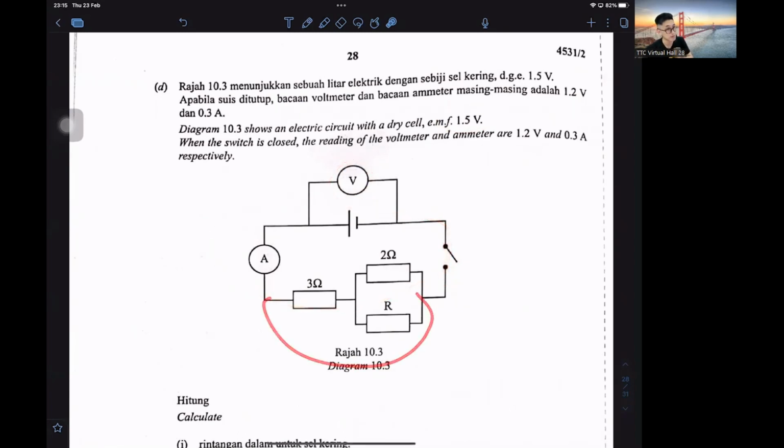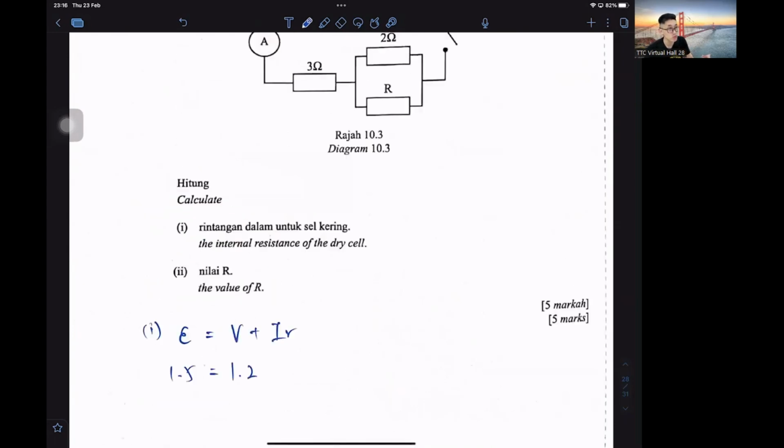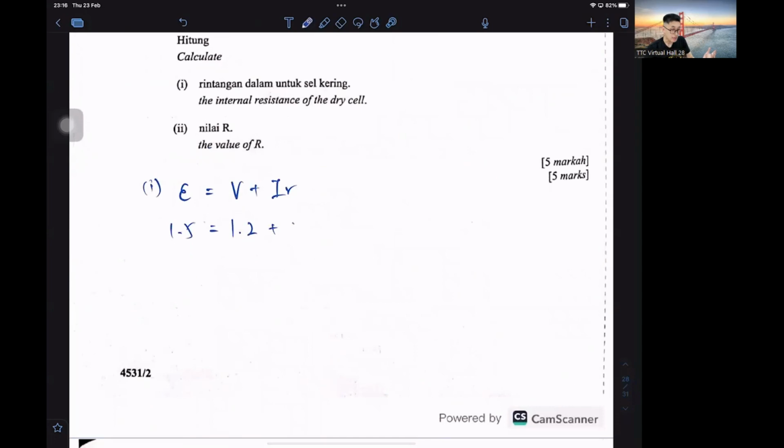Potential difference across here, right? So we can just straight away use our formula, EMF equals V plus IR, because we know the EMF is 1.5, and we know the potential difference V is 1.2. After you close the switch, it becomes V. When it's open, it's EMF. Plus I is 0.3, also in the question, times R. So you bring it over and it becomes minus, so 0.3 equals 0.3 R. R equals 1 ohm.